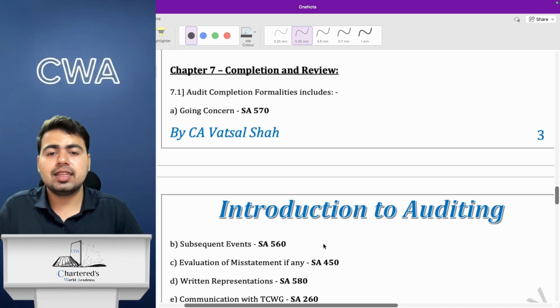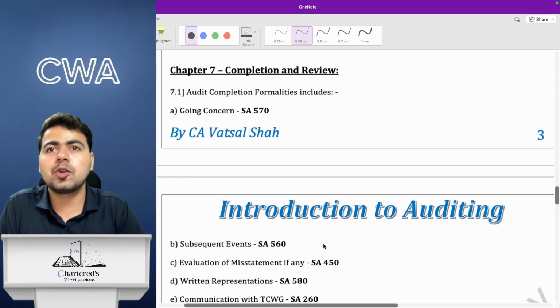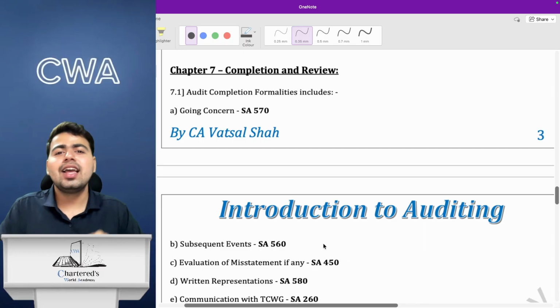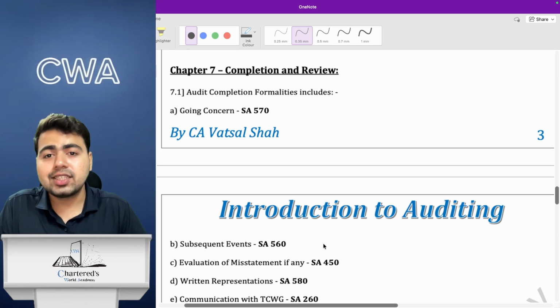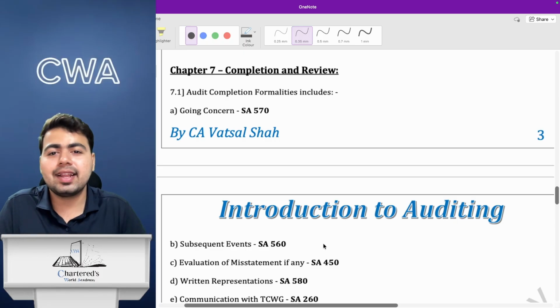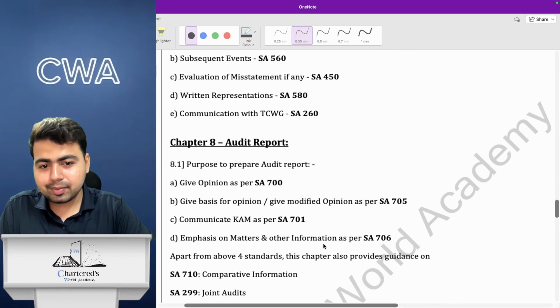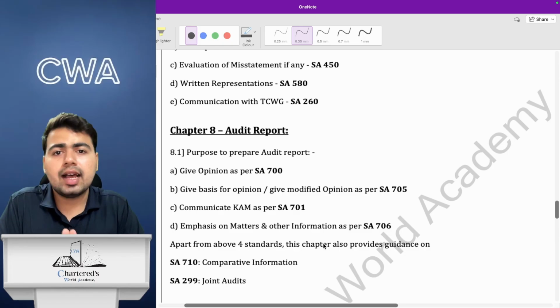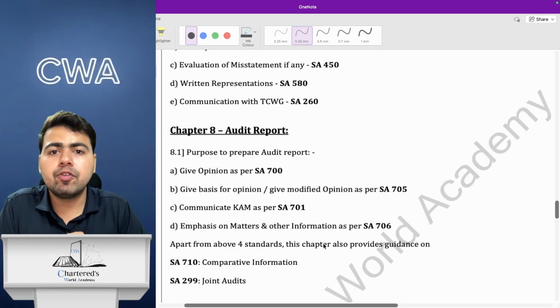If there are any key audit matters communicated during the audit, you are going to record and document that in the audit report as per SA 701. And lastly, if there are any matters on which, as an auditor, you want the shareholders to give extra emphasis, you are going to record that in a separate paragraph on emphasis of matter or other matters as per SA 706, right? So these are the paragraphs that are important for us to remember, what should be part of the audit report.